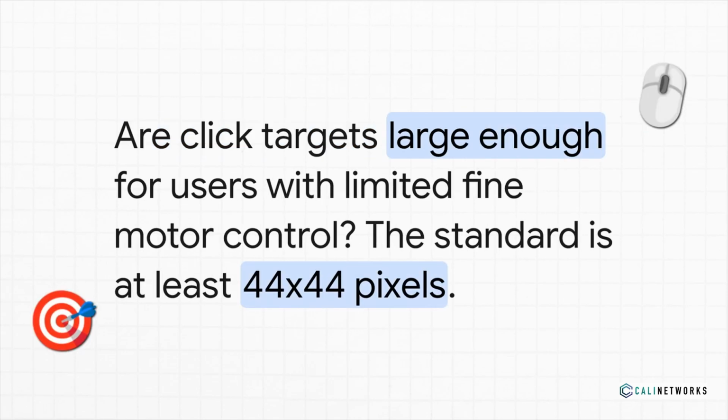What about for users with motor disabilities, who might have tremors or just not have that fine motor control? Are your buttons and your links big enough to be easily tapped without accidentally hitting the wrong thing? The general rule of thumb is a target size of at least 44 by 44 pixels. That small change makes a world of difference.